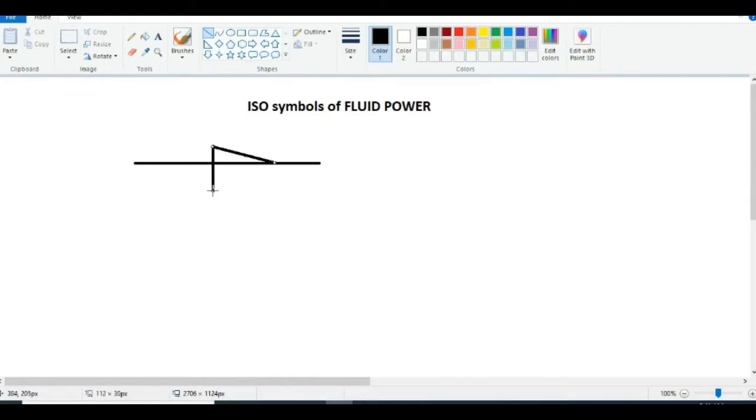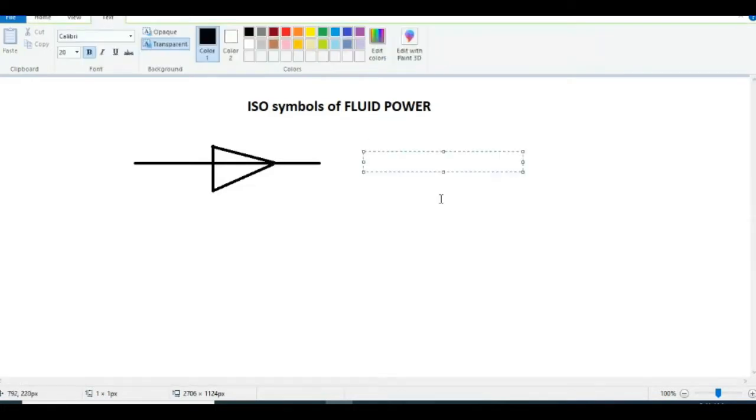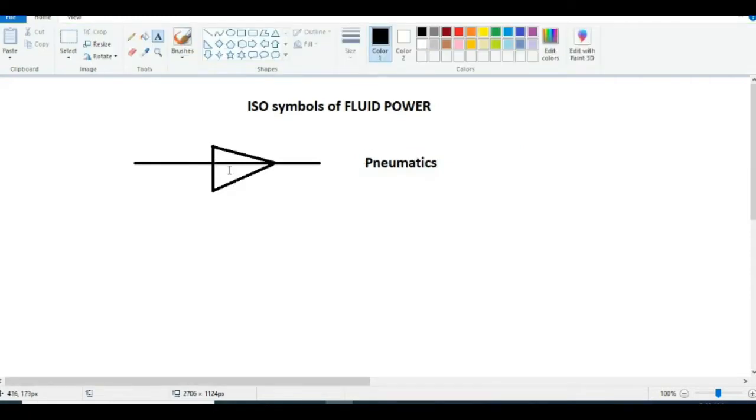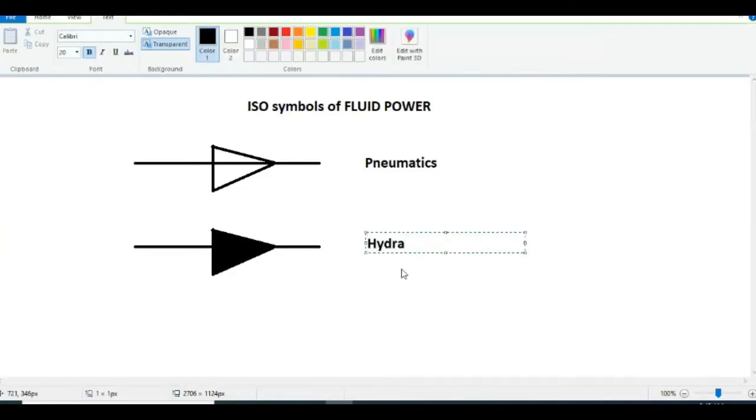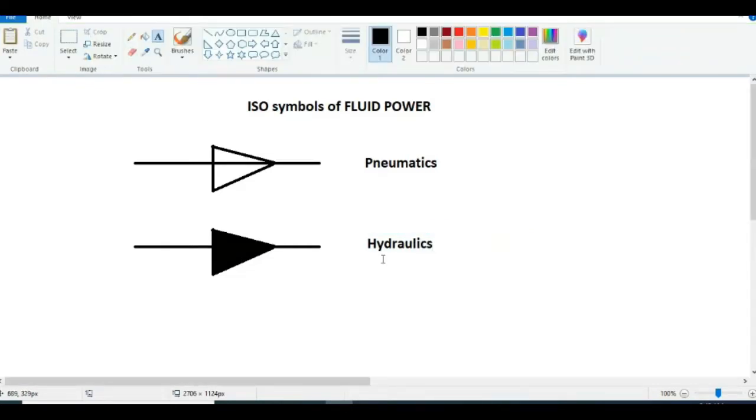The symbol is represented like this. If it is empty, not filled, then it is related to the pneumatic system. If the same symbol is drawn and filled with this arrow, then the symbol is related to the hydraulic system. That is the main difference between pneumatic and hydraulic systems.